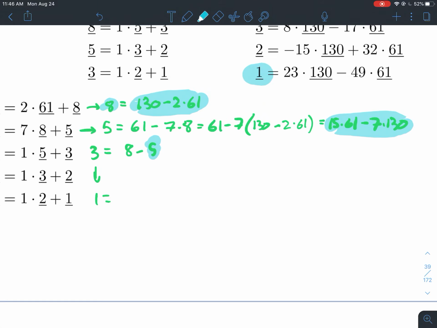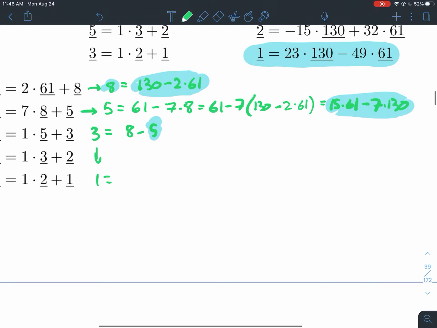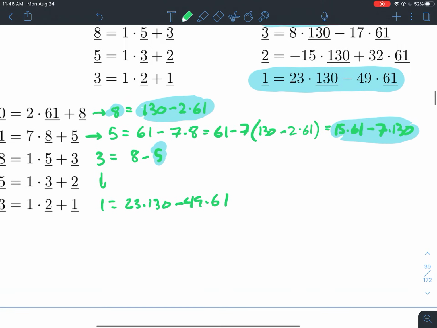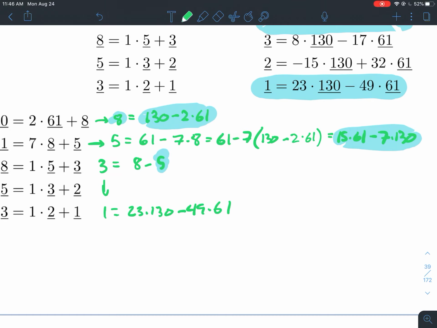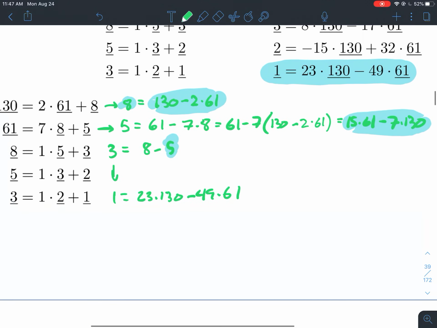and I'm just going to cheat a little bit. I know it should terminate in this process here. So it should be 23 times 130 minus 49 times 61. And again, the underlines are just to kind of emphasize what are the A and B the whole time, and also what is the remainder from the left side. So just so you see how those are always working.